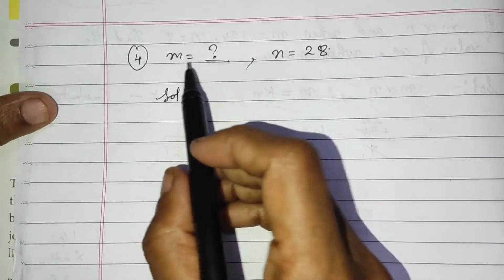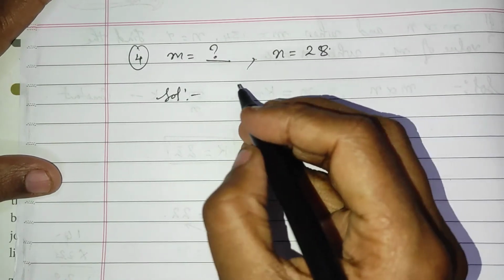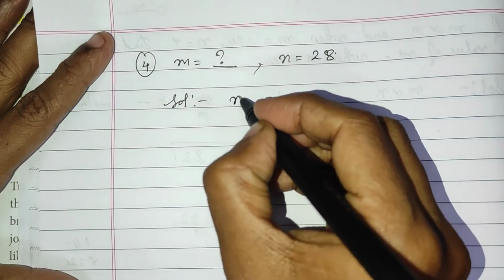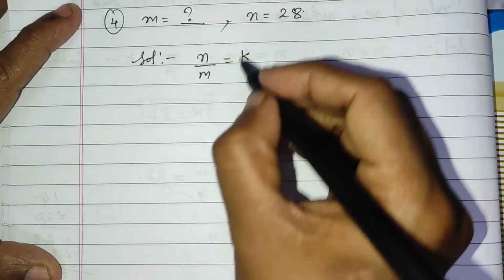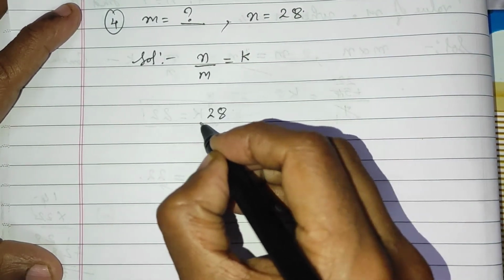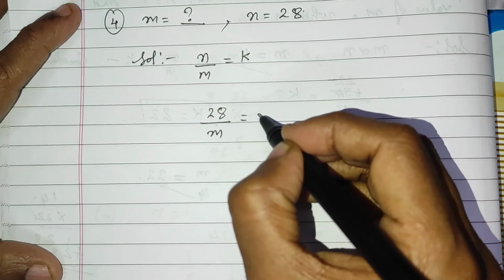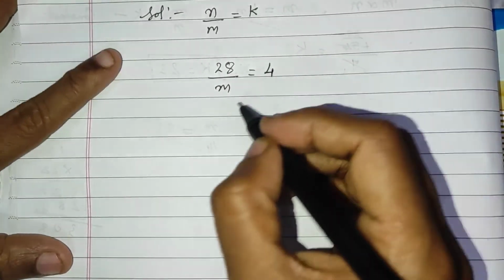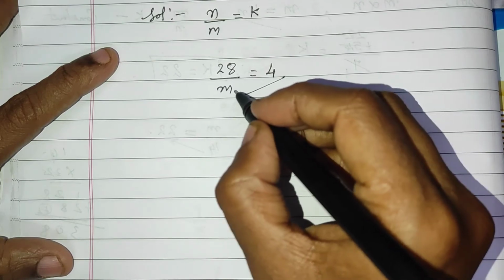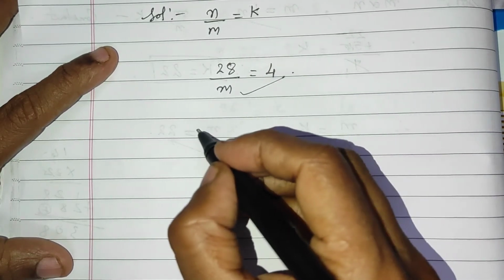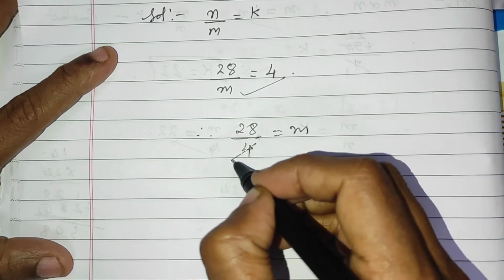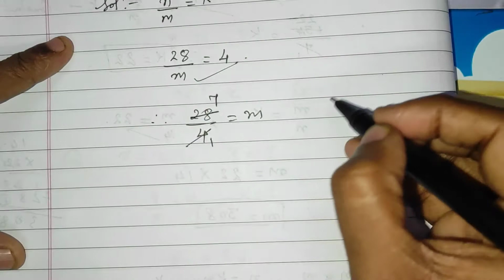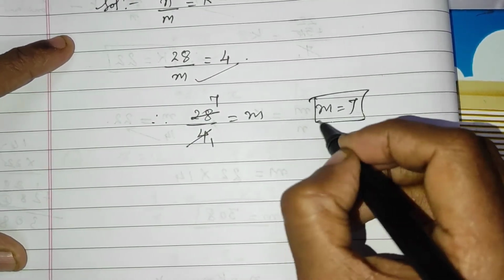Fourth fill-up, m is missing and n is this much. So n upon m is equals to k. Therefore n is 28 upon m is missing and k was 4. So this 4 will go here, this m will go here, and 4 will be in the denominator. So 28 upon 4 is equals to m. 4 sixes are 24, 4 sevens are 28. So m is equals to 7.